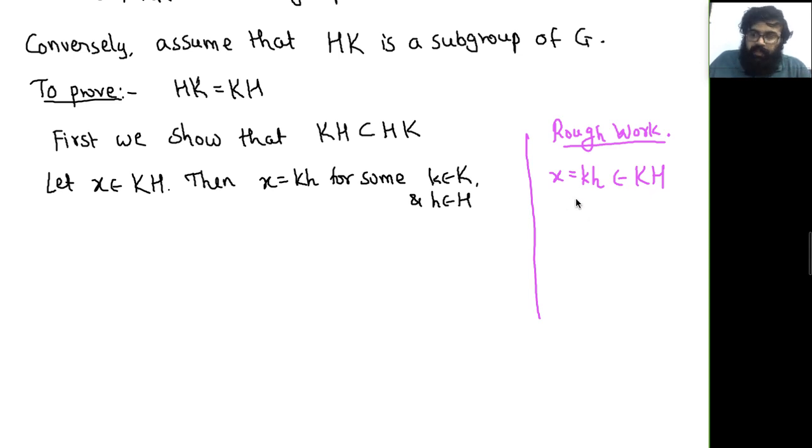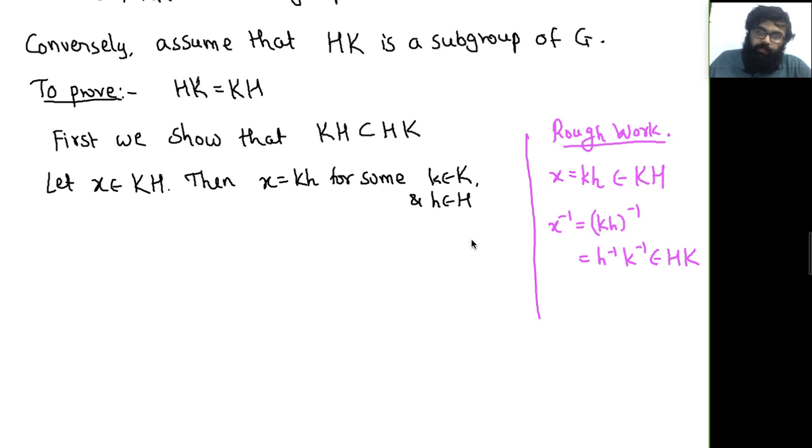So what I do, I take x inverse. So let me write x inverse. What is x inverse? That is (kh) inverse. (kh) inverse is nothing but h inverse k inverse. Now h was an element of H, k was an element of K. So h inverse is an element of H, k inverse is an element of K, and therefore this belongs to HK. Now what belongs to HK? x inverse belongs to HK.